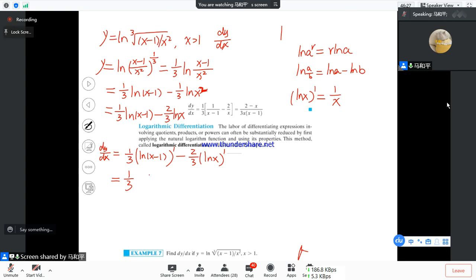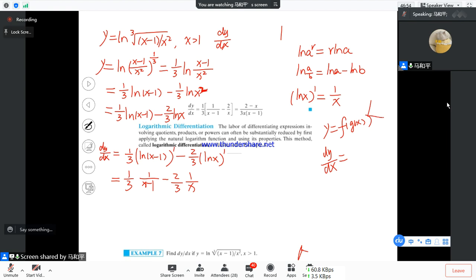This is equal to 1 over x minus 1, minus 2 over 3, 1 over x. I think we have explained it. If y is f of g of x, we want to find dy over dx.